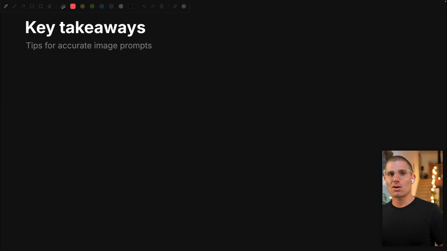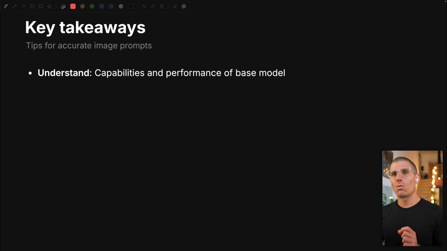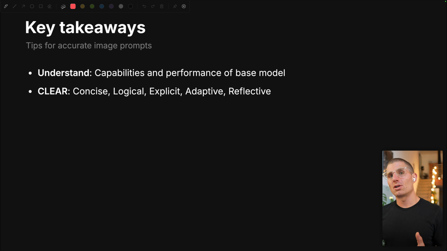And so key takeaways, we talked about a lot. The first thing is we have to understand what models we're using. In this walkthrough, I used Image Gen 4 from Google, and that's because it's a fun model to experiment with, and it's really cheap to use with Gemini. So we have to understand what the model is capable of. Then we're going to use our clear prompts to guide everything we do: concise, logical, explicit, adaptive, reflective.